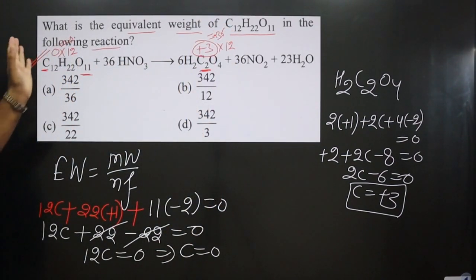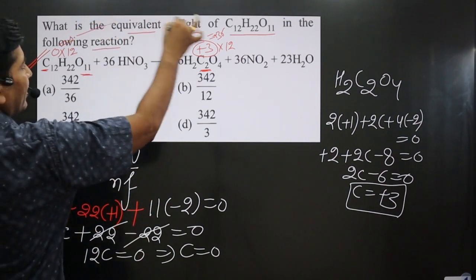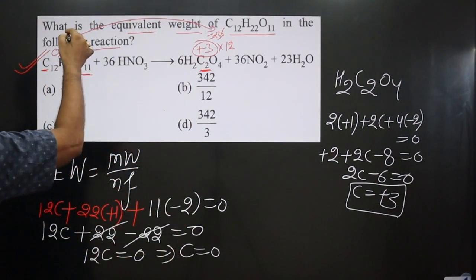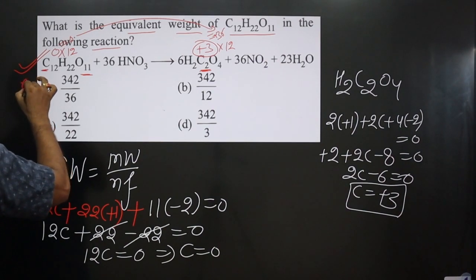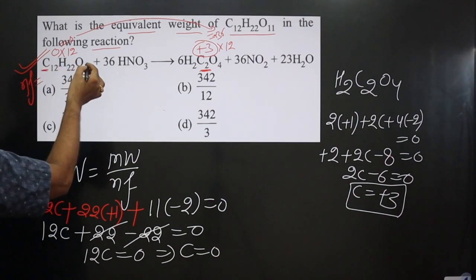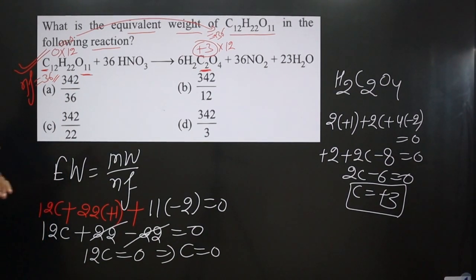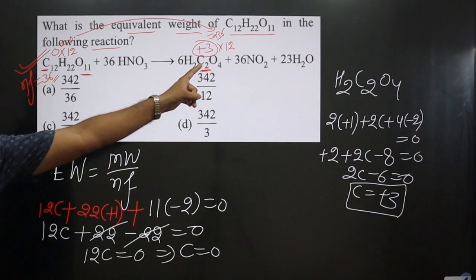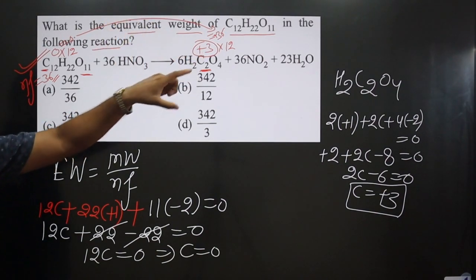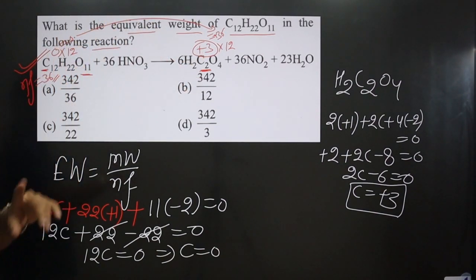Now find the difference in oxidation number. 36 minus 0 is equal to 36, and the n factor value for C12H22O11 is 36. Very interesting concept. For 12 carbon, you should get the oxidation number for the 12 carbon on this side also. Then find the difference in oxidation number, and that will give us the n factor value.